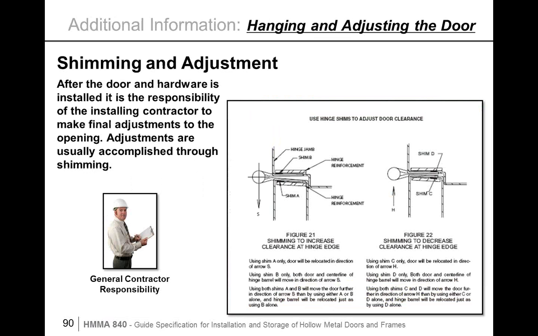Shimming and adjusting. We talked about how to install the frame properly, making sure it's plumb and square. With all that, when it comes time to install the door and the hardware, there will be operation issues requiring shimming of the opening. It's critical to understand that shimming is the responsibility of the contractor. In HMMA 840, there's clear direction in how to shim an opening and how to move the door into the proper alignment so that the hardware performs properly and the door closes properly.